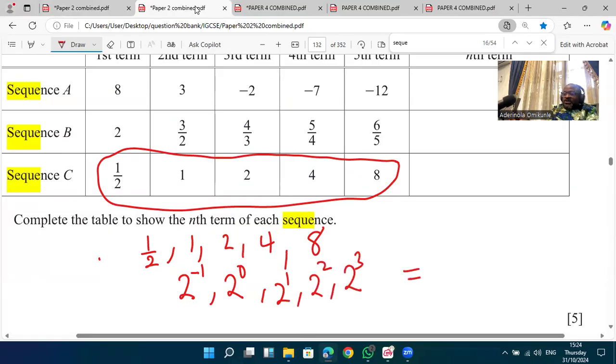Okay? So again, the common number to them, the common base is 2. And then we can now take the powers. The powers are -1, 0, 1, 2, 3. Okay? Again, this is a linear sequence and 1 is being added.